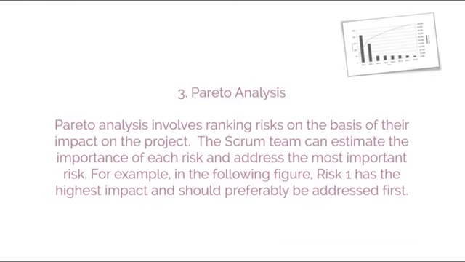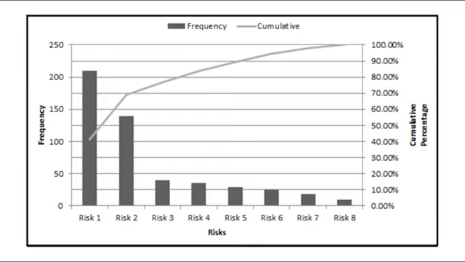3. Pareto analysis. Pareto analysis involves ranking risks on the basis of their impact on the project. The Scrum team can estimate the importance of each risk and address the most important risk. For example, in the following figure, risk 1 has the highest impact and should preferably be addressed first.